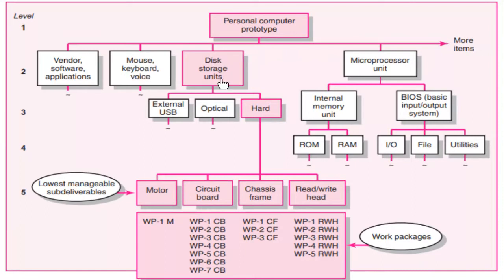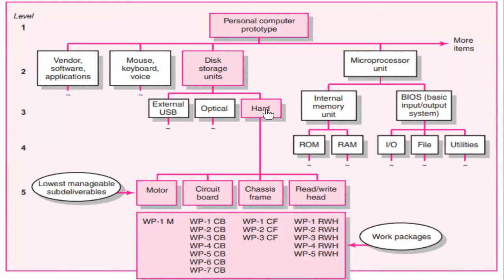Disk storage unit, right? Well, notice what is happening. All of these are still broken down further into level 3 sub deliverables. For example, for disk storage unit, what do we need for this storage unit? We need an external USB. We need an optical drive, and we need a hard drive. So the optical drive, hard drive, okay? These may need additional supporting information or work, so they are further broken down.